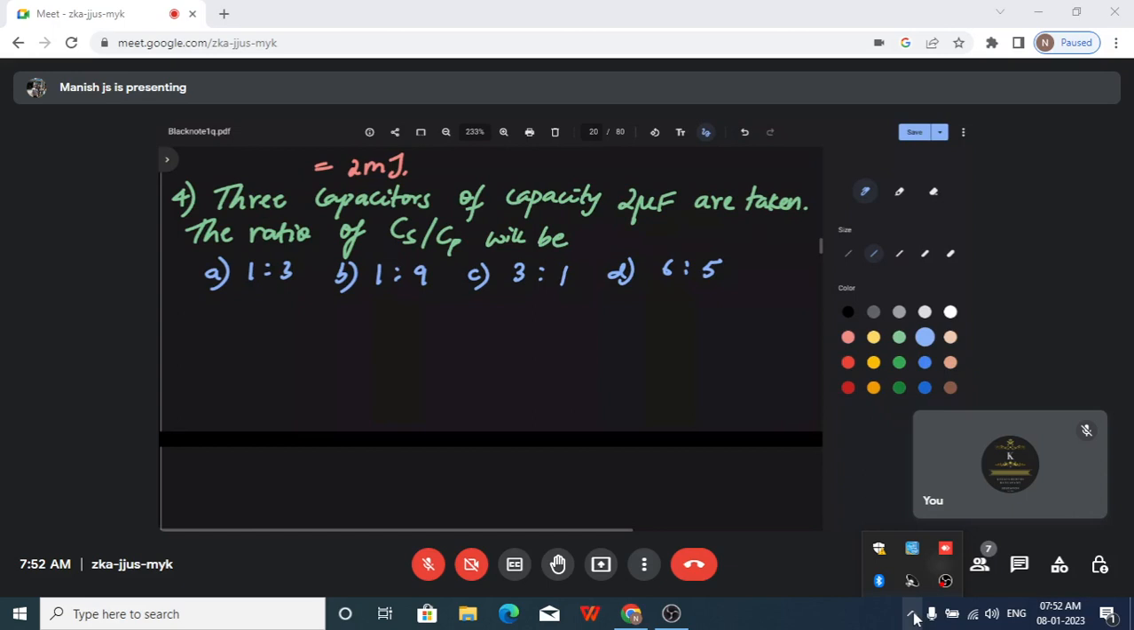We have already seen the formula for combination of capacitors, and that is what we apply here. What is the formula for series combination of capacitors? Anybody? 1 by C1 plus 1 by C2 plus 1 by C3. Yes, here C1, C2, C3 are all the same, 2 microfarad. For parallel, we just need to add everything. So CP is equal to C1 plus C2 plus C3. That's all.